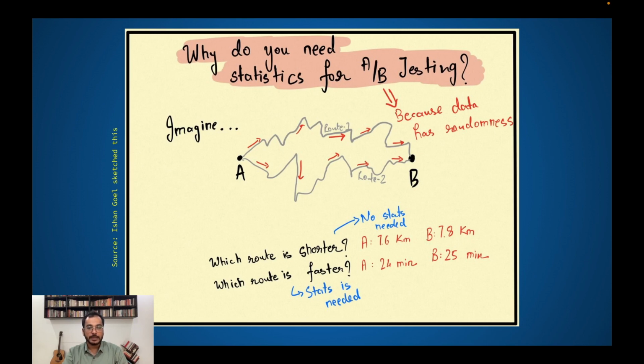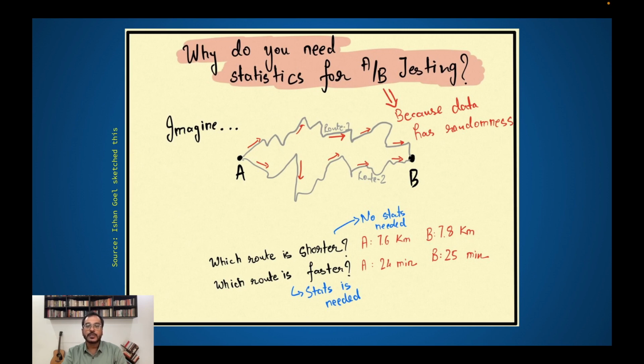In the modern day, you just flip open your Google Maps, key in the source A and destination B, and suppose Google Maps shows you 7.6 kilometers on route 1 and 7.8 kilometers on route 2. Now the fundamental here is that no amount of statistics can refute the fact that route 1 is shorter. This is because distances are not random. No matter how many times you test this out, it will always be fixed. Even if it was 7.75 kilometers, you can surely say that route 1 is shorter.